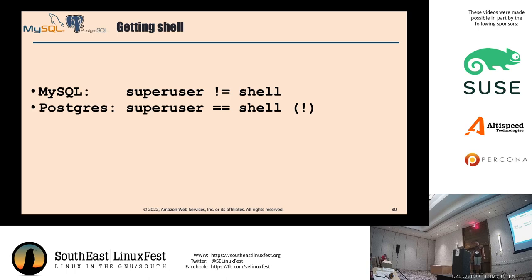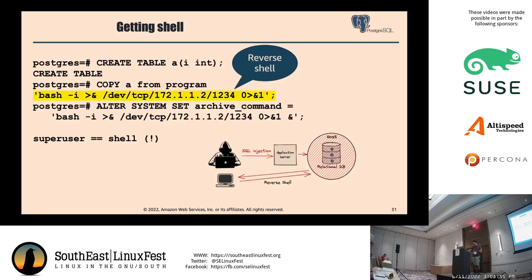So when we get a super user, a user that controls the database, in MySQL, it does not necessarily mean that you control the host, the OS, but in Postgres it does. So in Postgres, in more recent versions of Postgres, if you get a super user, you automatically get a shell access. So how do we get shell? There are multiple ways how you can get shell in Postgres. And for this particular scenario, I'm talking about Postgres because it's easier to demonstrate.